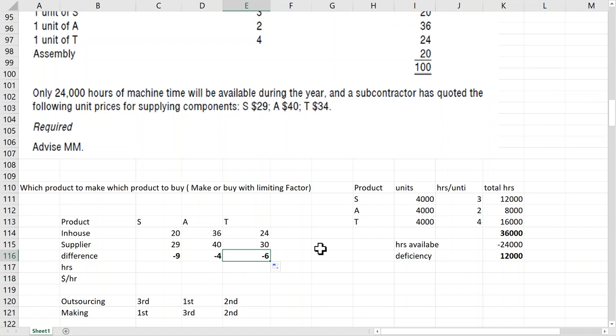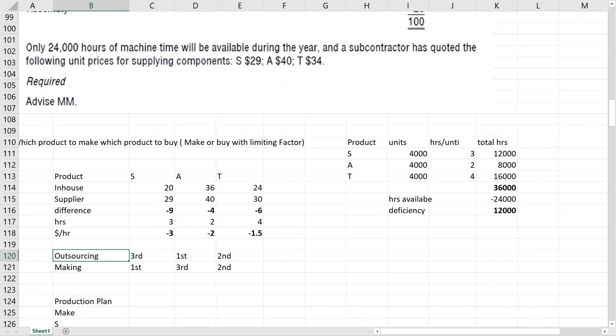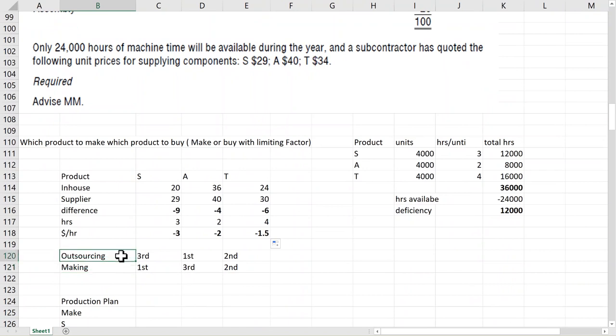So those products that cost less expensive outside, we will give those priority. But we don't look at per unit, we look at per limiting factor. So the time taken is 3, 2, and 4. So dividing it by hours, this one costs highest outside per limiting factor, this one lowest, and then this one second. So there are 2 orders. One is outsourcing order and another is making order. Outsourcing order and making order are complete opposites of each other.